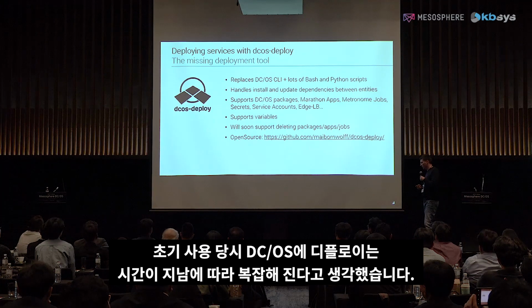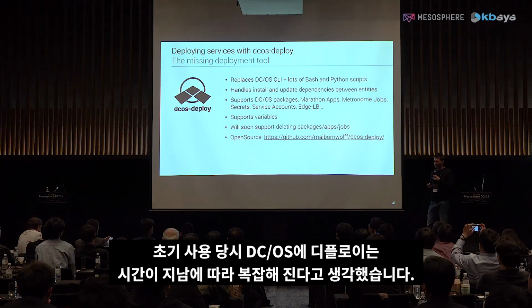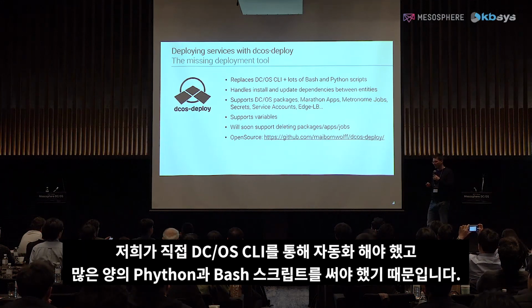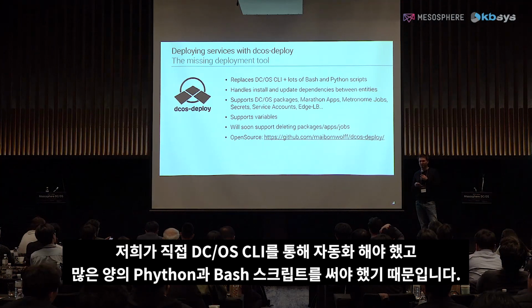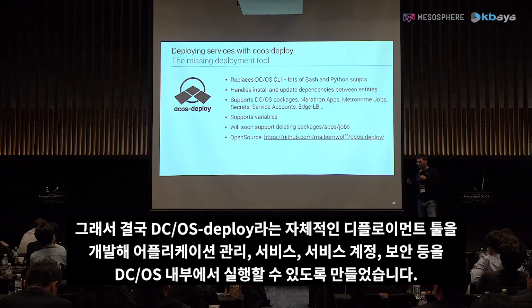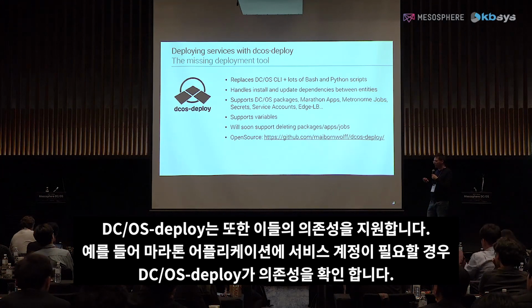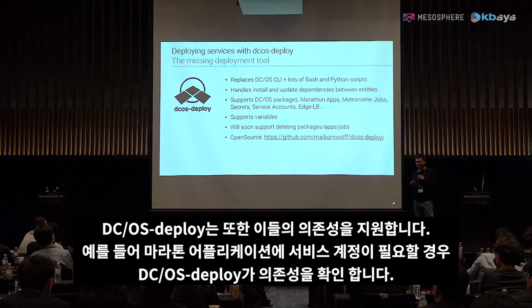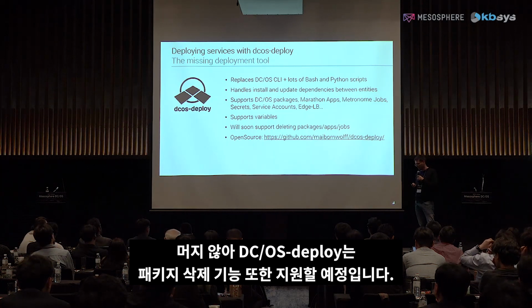And early on, when we set up DC/OS, we realized that deploying things on DC/OS can get a bit complicated after some time, because we basically had to do all the automation using the DC/OS CLI, and so we wrote a lot of Python and bash scripts around it, and we ended up with quite a big mess of scripts. And we eventually built our own deployment tool called DC/OS Deploy, which allows us to manage applications, services, service accounts, secrets, and so on, running on DC/OS. It also supports dependencies between these things. So if I have a Marathon application that needs a service account, I can define the dependency using DC/OS Deploy. And very soon, DC/OS Deploy will also support deleting packages, which is still missing at this point.